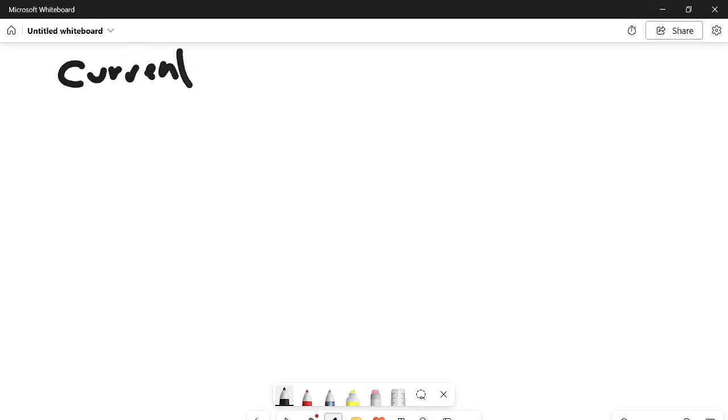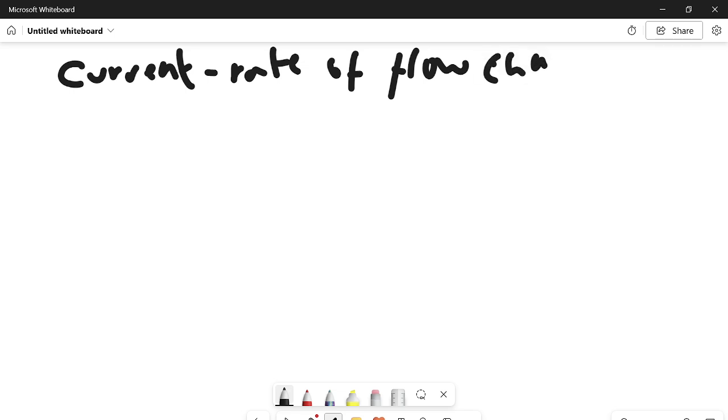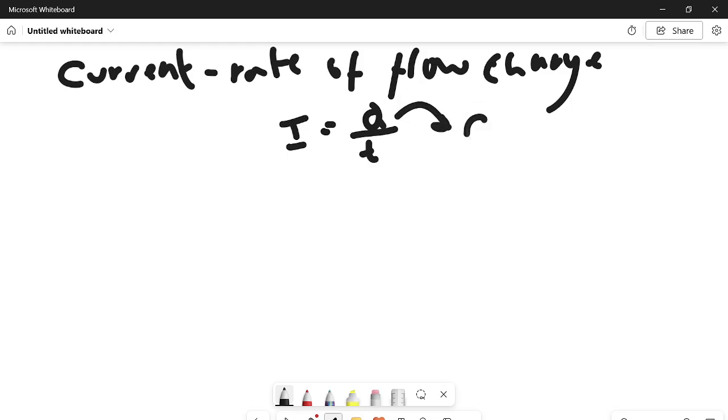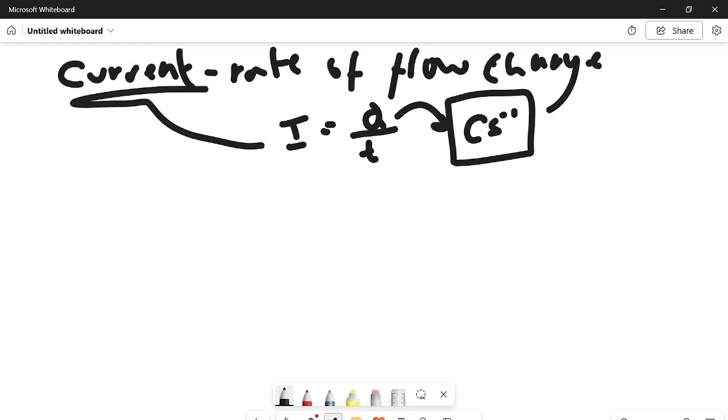So the first thing we're going to talk about is current, which is the rate of flow of charge. This is basically A-level stuff. You know how it works. If you look at the formula, it basically just means how many coulombs of charge pass per second. That's essentially what current is. So we're going to push past that. I think everyone should know that by now.